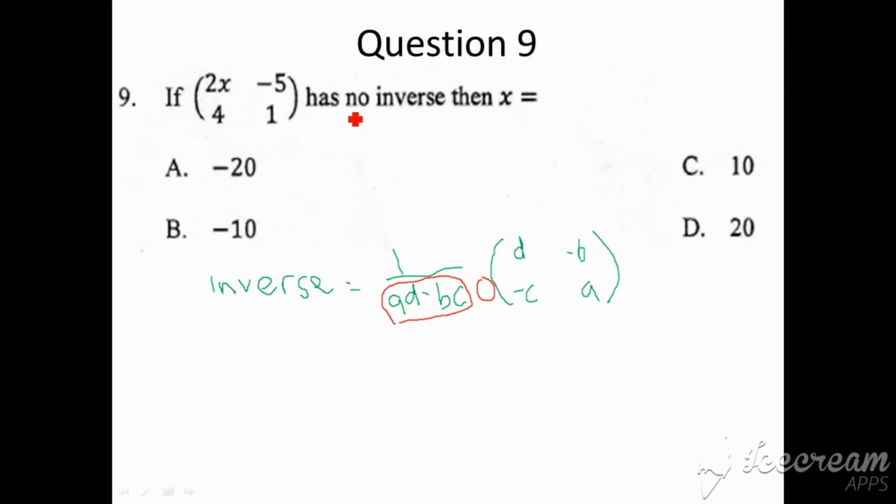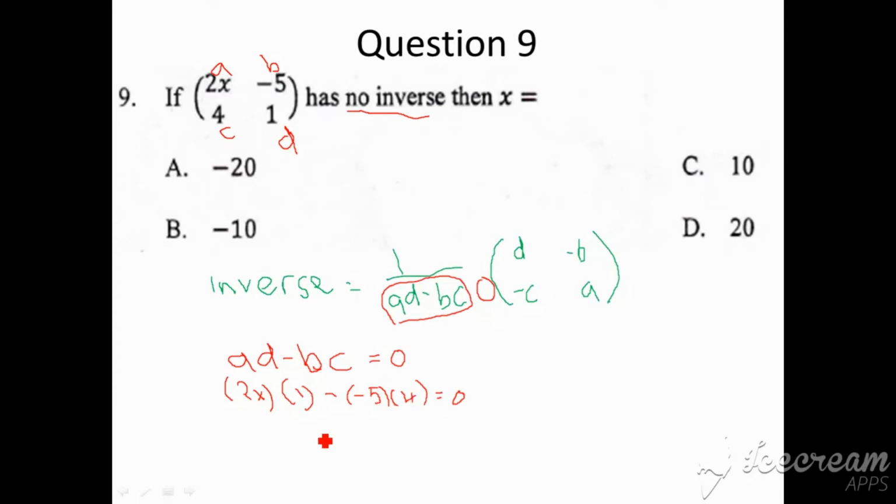So if you come to a question that says this matrix has no inverse, you just use AD minus BC equals 0. So this is A, B, C, D. Okay, so 2x times 1 minus negative 5 times 4 equals 0. Negative 5 times 4 is negative 20. Negative, negative, positive. So 2x equals negative 20. x equals negative 10. So the answer is 4.